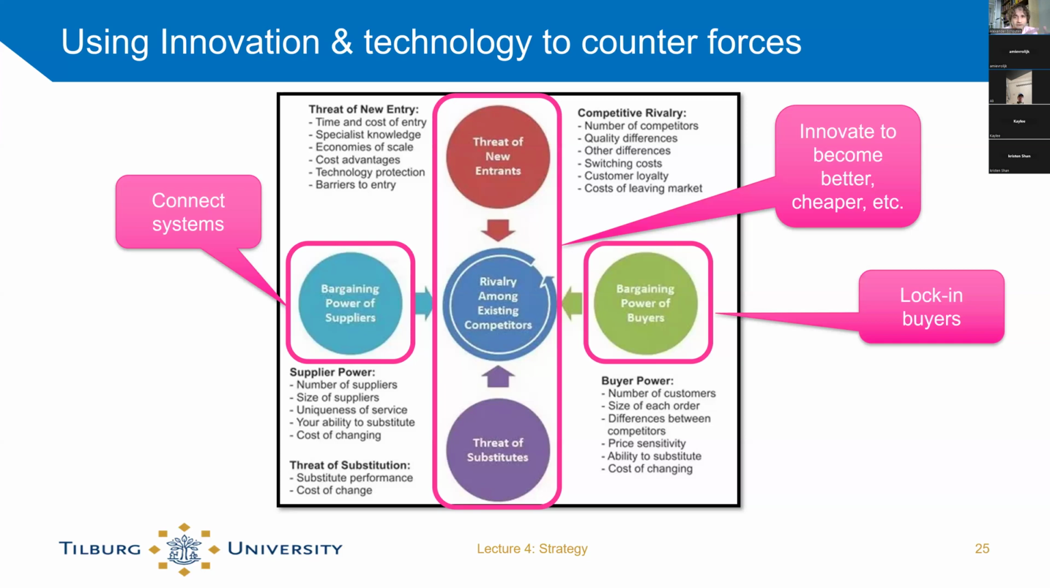Finally, buyers. You can also use technology strategically for your buyers. And the best example is the lock-in strategy that Apple and Samsung and Google have. So I don't know if some of you have sometimes switched from a Samsung platform or Android platform to Apple or the other way around. It's pretty difficult. And each company offers several tools that make the switch easier, but it's not easy.